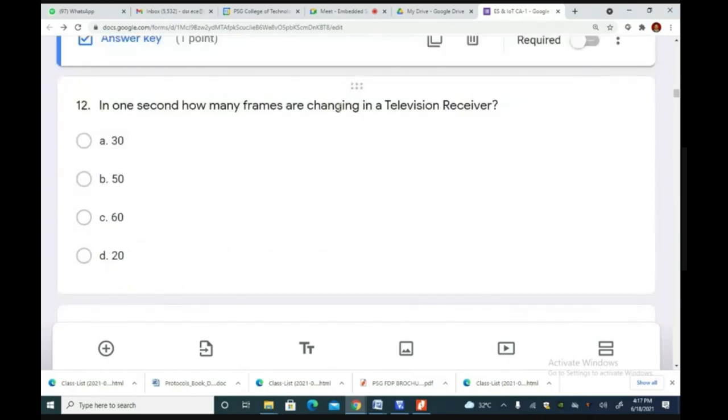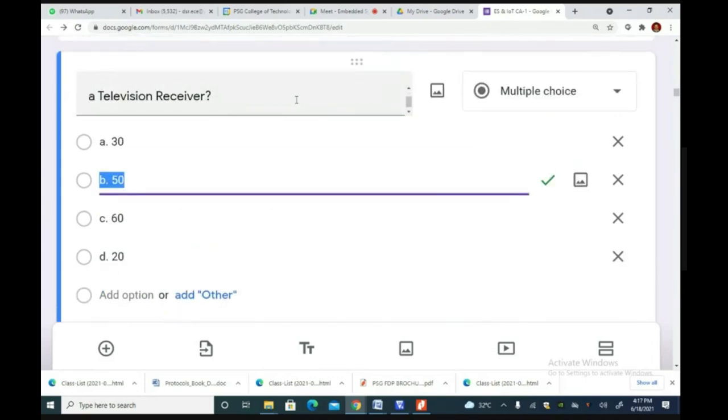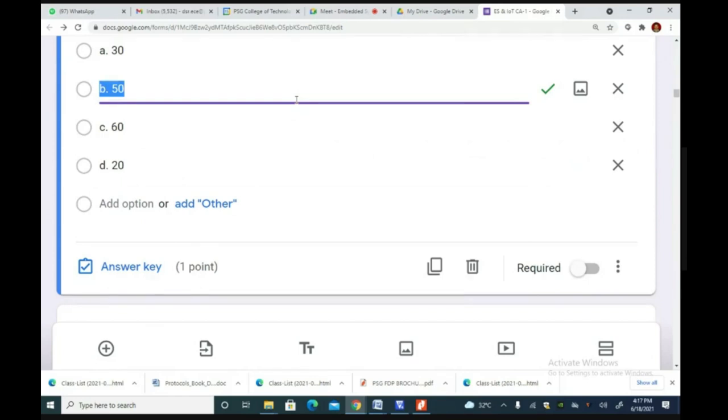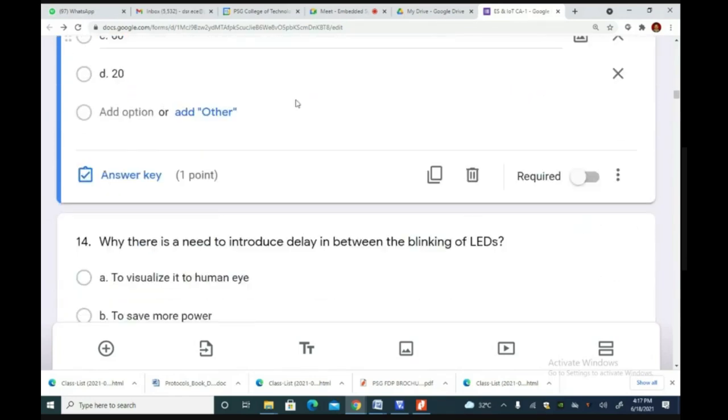In 1 second, how many frames are changing in a television receiver? 50 frames are changing in a television receiver, which is the CCAM or PAL standard, the TV standard that we have discussed. That is why every 20 milliseconds, the screen frame has to be refreshed, as we discussed.